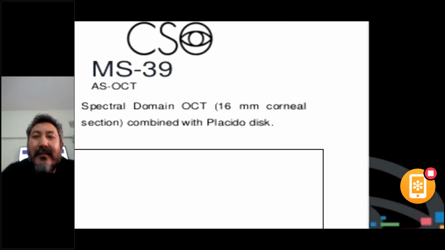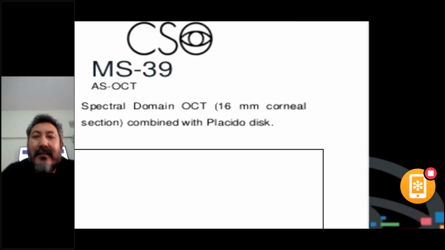So the scan fluke, if you look at a scan fluke image, it is superior to a placido disc. Earlier, the placido disc was used. So then the scan fluke gives you the elevation maps.